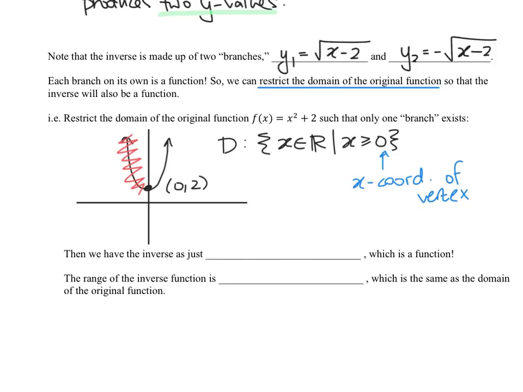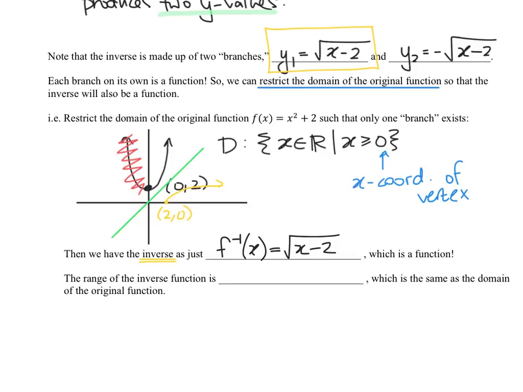Okay, and in that case, if I just have this right arm of my parabola, then when I take my function and I reflect it on the line y equals x, because that would be how I get the inverse function, then all of a sudden my inverse is just going to be this top arm of my root function. Okay, so the inverse will only be the positive root function translated 2 units to the right. Essentially this first y1 branch that I had written up here, with its starting point being at 2, 0.